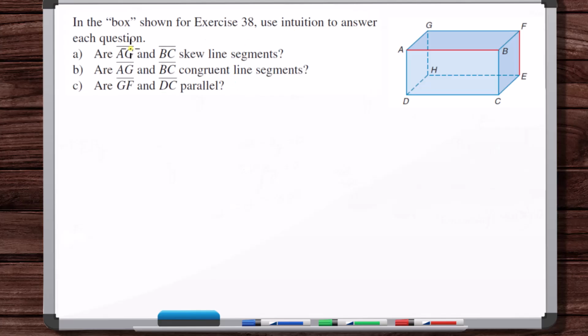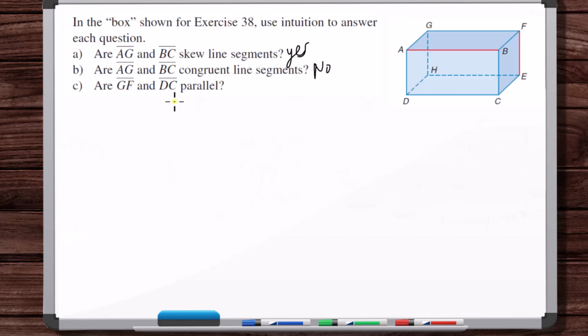Okay, use intuition once again, so just more questions here. Are segments AG and BC skew line segments? AG and BC, yes. They're never going to intersect, but they're not in the same plane. Are segments AG and BC congruent? Maybe. All they're asking is whether the length of AG is equal to the length of BC. It doesn't really look like it, so I'm going to say no, but they could be.